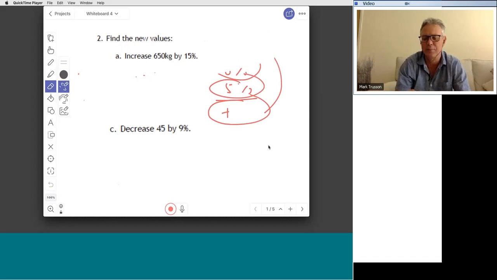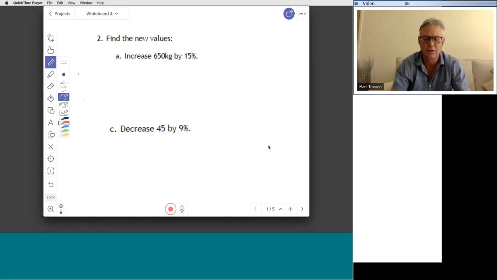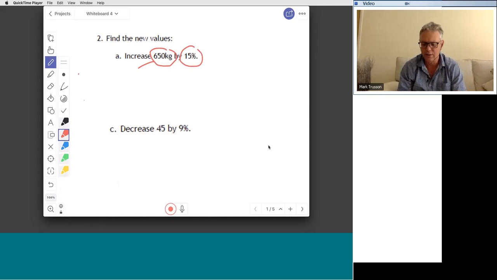So we know that we want to increase something by 15%, but we also know that 650 is 100% of the original value. 650 is 100% of this weight that we have. So we want to increase it by this 15%. So what have we got of the original value? Well, we've got the two things added together. We've got 100% of the original value, and we've got 15% that we want to increase it. So what we're going to end up with is 115% of the original value.